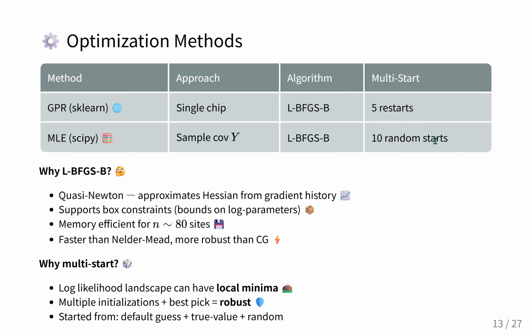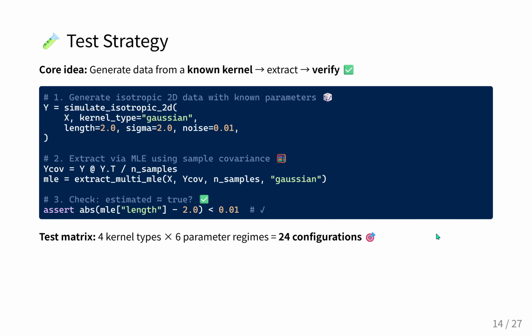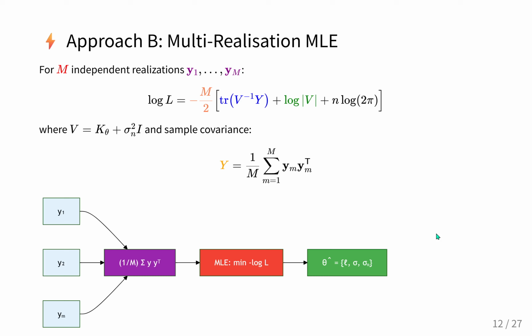Okay, so why do the researchers specifically use a multi-start approach for this algorithm? They start from a default guess, then the true value, and then a totally random point. Doesn't that defeat the efficiency of the algorithm? You'd think so, but it all comes down to the log likelihood landscape. Imagine the optimization terrain has these local minima, basically false bottoms. So multi-start is like dropping a bunch of hikers at different random points on a mountain range. Exactly.